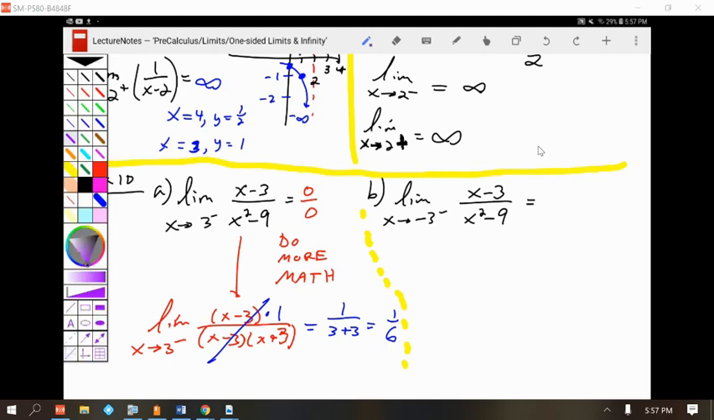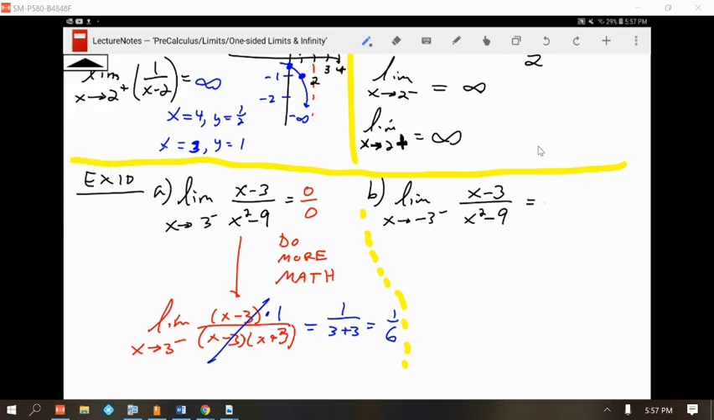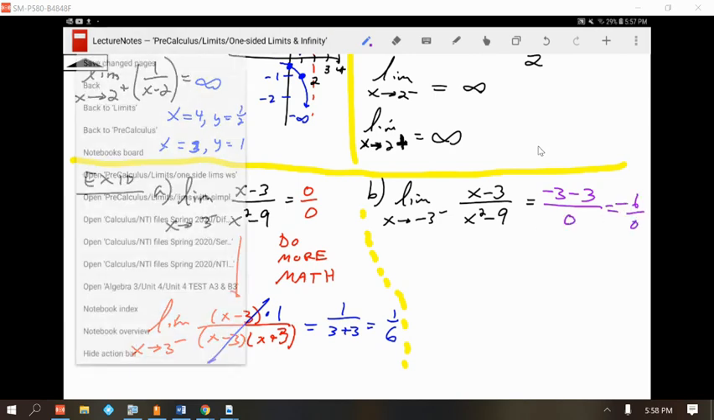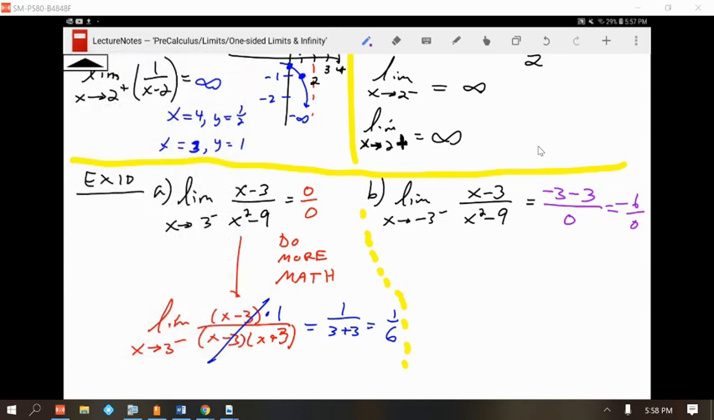Okay, let's pick up purple. I haven't used purple yet. Question B on 10 almost looks like the exact same problem. Minor differences. What's the negative in front of the 3 mean? It means negative 3. So plug in negative 3. What is negative 3 minus 3? That's negative 6. Over what's 9 minus 9? 0. And negative 6 over 0 is undefined. Undefined means a vertical asymptote. So I have a vertical asymptote at negative 3.